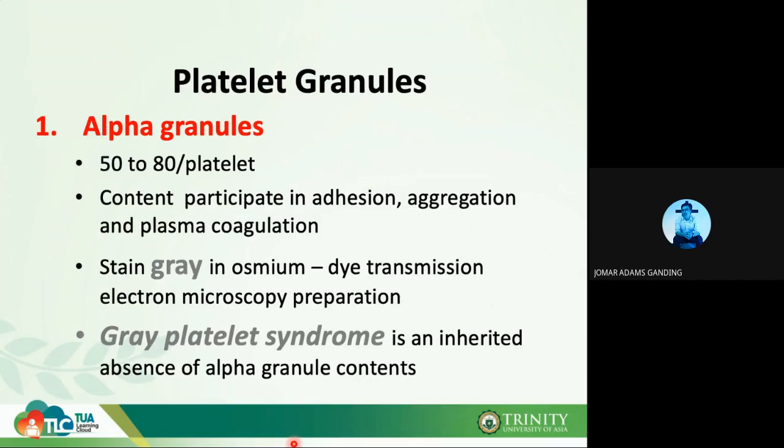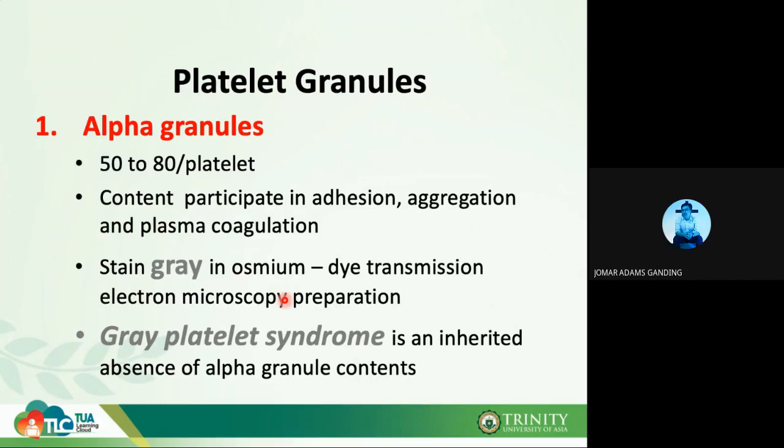Okay? Your alpha granules, again, participate in your adhesion, aggregation, and coagulation. They are colored gray when dyed with your osmium, seen under your transmission electron microscope, and they are very much common in your gray platelet syndrome, not due to the absence of your alpha granules.